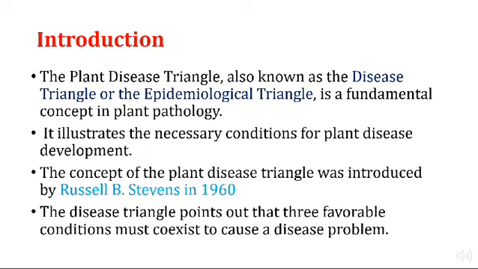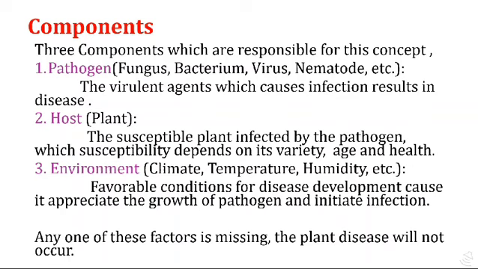the plants. Here, let's see the major three components which are responsible for this concept. The first one is pathogen, which belongs to the group of fungus, bacterium, virus, nematode, etc. These virulent agents cause infection that results in the disease. The second one is host, which refers to the vulnerable plant infected by the pathogen, whose liability depends on its variety, age, and health.